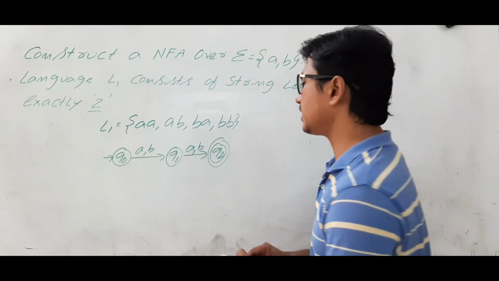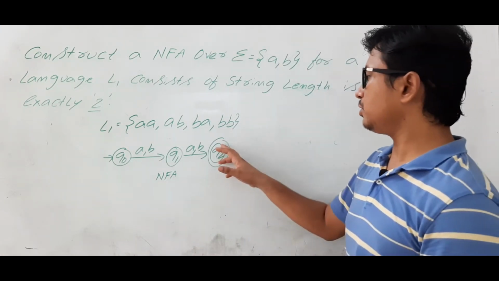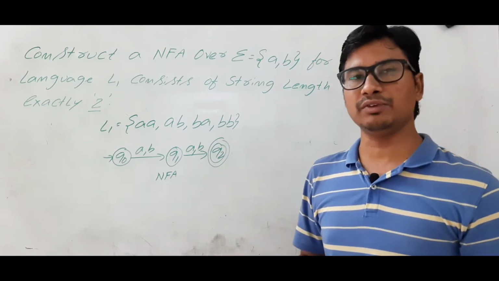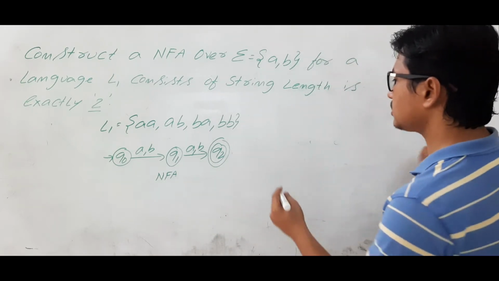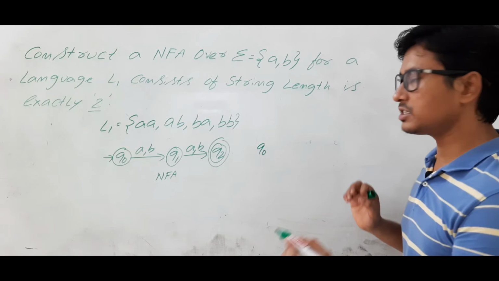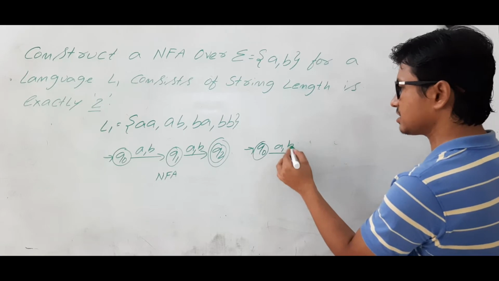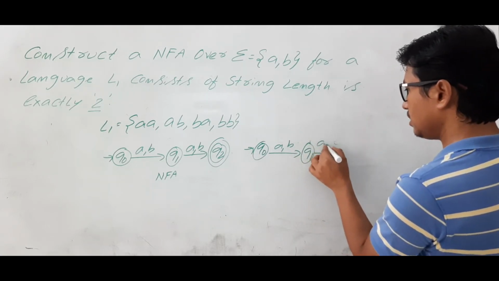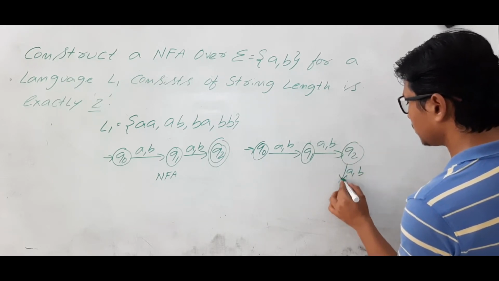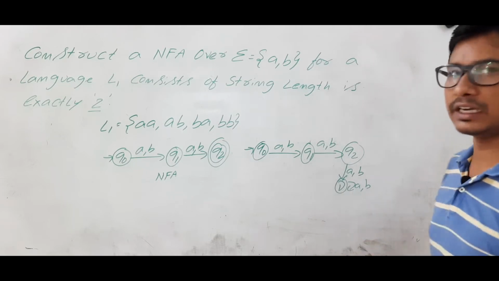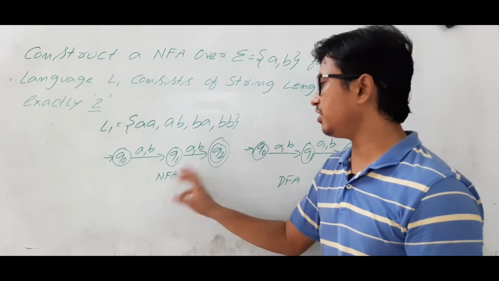Now I can say that this is an NFA. Why can I say it is an NFA? From Q2, on A and B it is not going anywhere. So it is not a DFA, it is an NFA. For the same question, if you are asked to construct the DFA, we have discussed that example in the previous videos. You can go through it. Anyway, I will construct the DFA for the same question. Q0 and Q1 on A and B, you have Q2. Q2 on A and B, you will go to a state called D, which will act as a dead state. So this is the DFA for the language L1 and this is an NFA for the language L1.